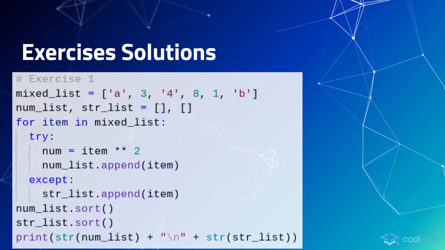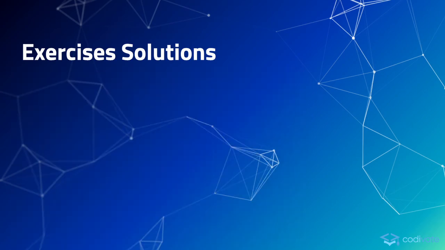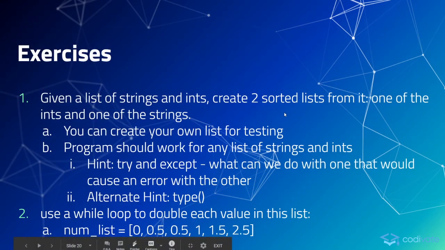So in the first exercise, what we want to do is create two sorted lists from a list of strings and ints, and one of the sorted lists should have ints and the other one should have strings. A good way to test this is to create your own list, one that has both strings and ints. Another thing we want to look into is that the program should work for any list, so this is a hint that we should use the length instead of just the specific length of the list.